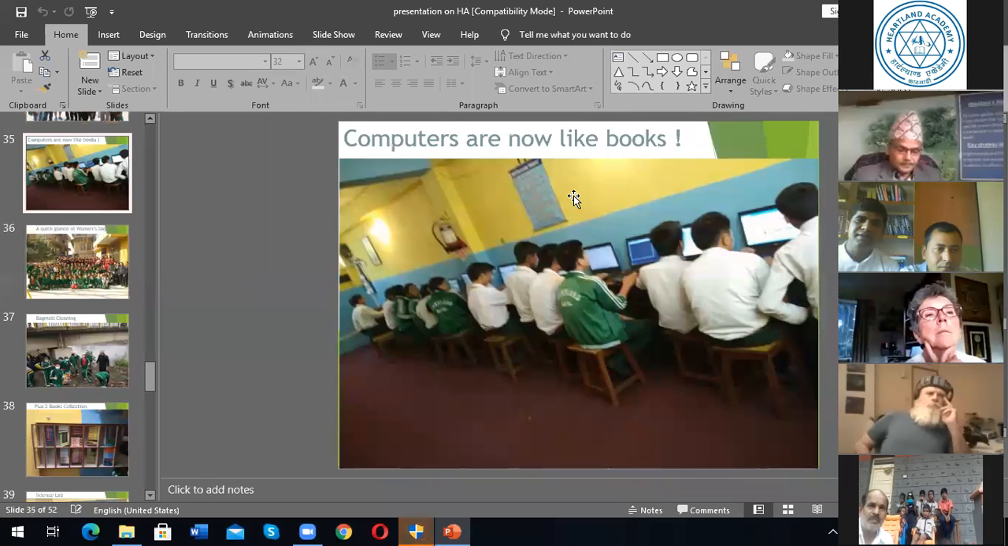You can see our students studying in the computer lab, and they are enjoying and researching many more activities there, you can see.